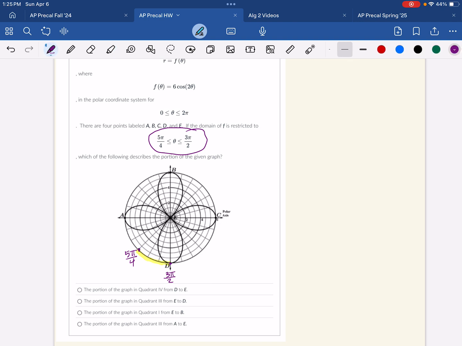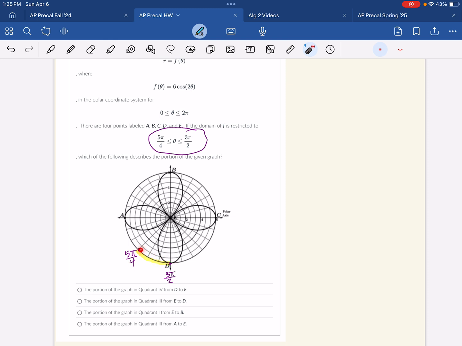So let's talk about if we could eliminate any answer choices at this point. So this says, is it the portion of the graph in quadrant 4 from D to E, the part in quadrant 3 from E to D, the part in quadrant 1 from E to B, or the part in quadrant 3 from A to E? I think after tracing those, there are a couple that we can go ahead and cross out.